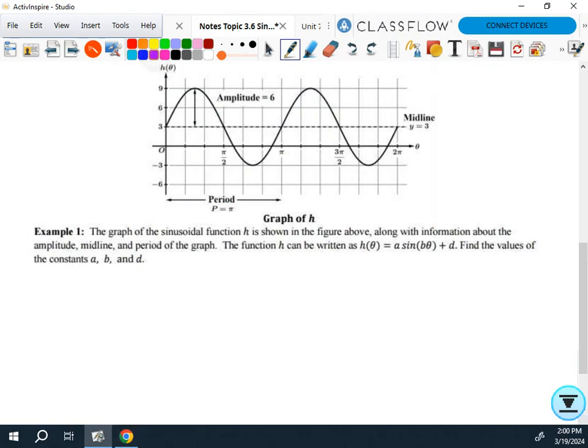Okay, so the graph of the sinusoidal function h is shown in the figure above, along with the information about the amplitude, midline, and period about the graph. This function can be written as, now you're going to see this kind of thing a lot, where they give you the generic version, and it's a really good thing for a couple of reasons. Because there is an infinite amount of equations that I could write for this function. And I could write them as cosine or as sine, just depending on how I write them. And I could write them with reflections or not with reflections. So having stuff like that kind of tells me what my goal is. Now, whether it's sine or cosine, it's not going to affect my answers for A, B, and D here.